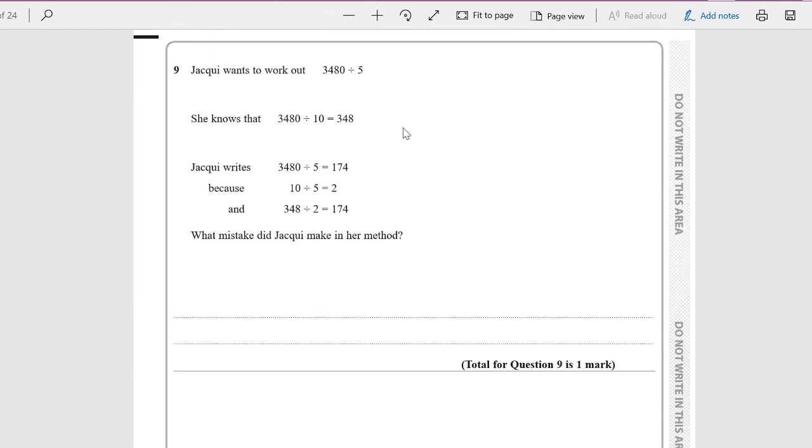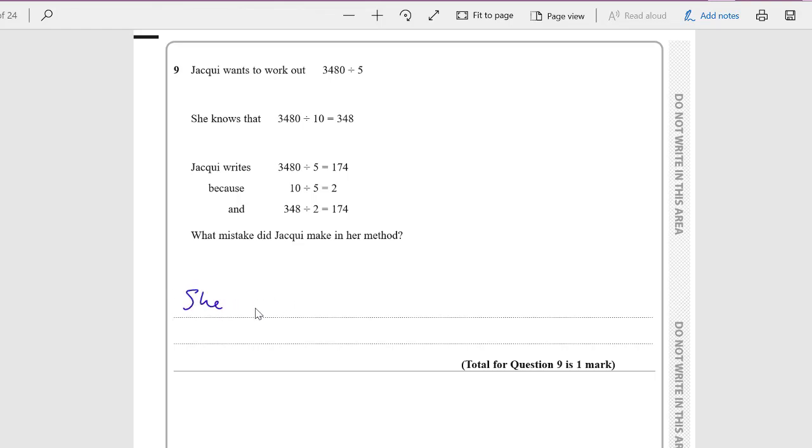So it says Jackie wants to work out 3,480 divided by 5. She knows that 3,480 divided by 10 equals 348. So she follows this logic. So what mistake did Jackie make in her method? Well, the answer is that she should have multiplied 348 by 2 as opposed to dividing it. Because when she's dividing by 5, it gives twice as much as dividing by 10. So let's write that out.